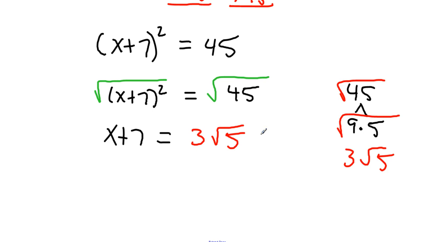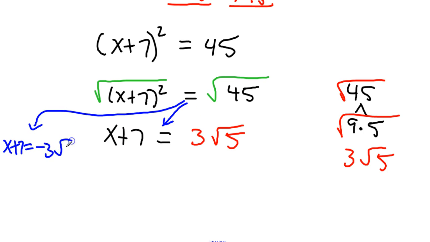Okay, now here's the thing with this one. When we square root the 45, you've got the positive and you've got the negative. So it's almost one of those cases where you have to do it twice. You've got x plus 7 would equal 3 square root of 5. At the same time, you've also got that x plus 7 would equal negative 3 square root of 5.